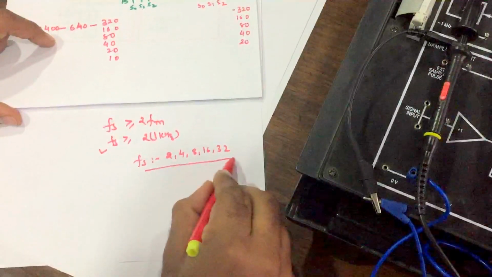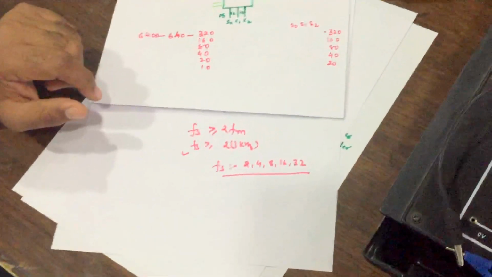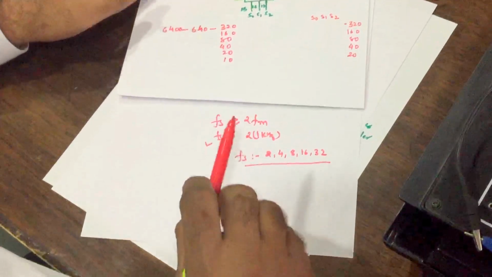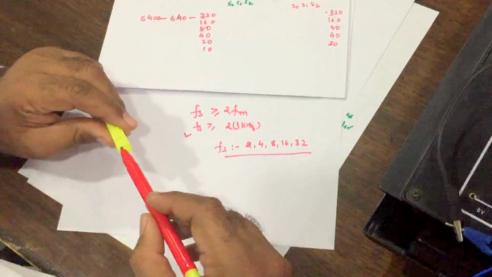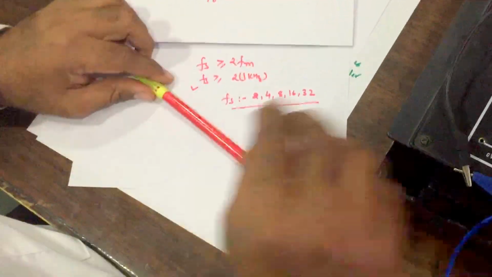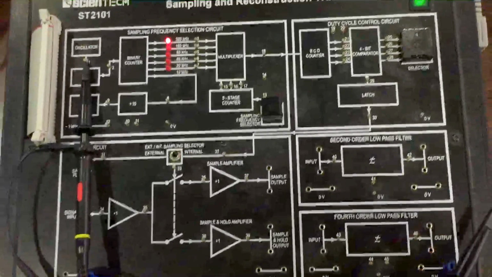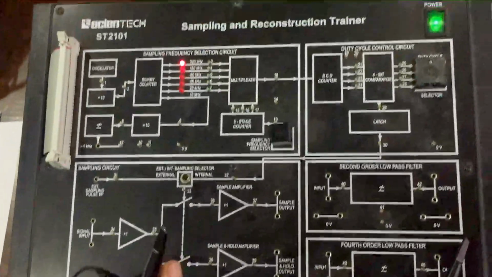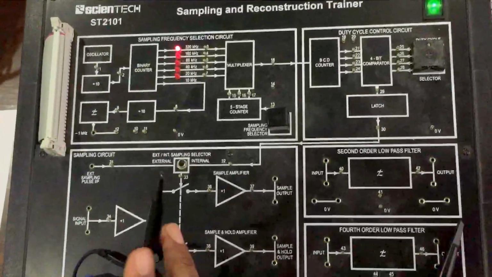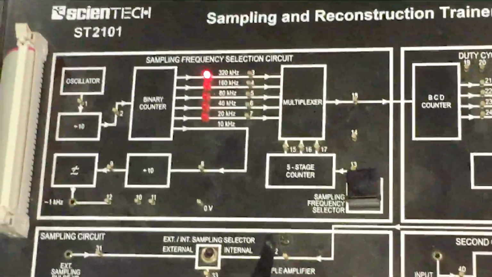In order to have these sampling frequencies, we will use the concept of a binary counter. I would like to remind you, when you studied digital electronics, I am sure you read somewhere that the binary counter is also used as a frequency divider. In each phase or each step of the binary counter, the frequency is divided by 2.